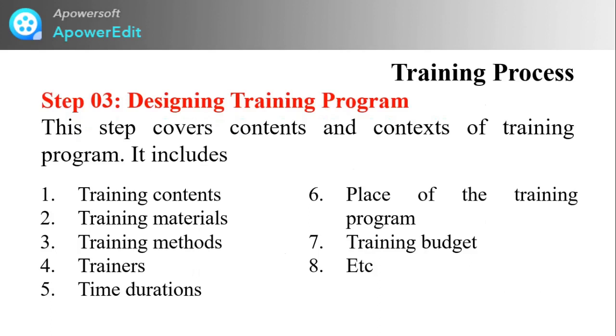Then step 3, design training program. Now we have analyzed the training needs of employees, and considering the training needs, we developed the objectives of the training program. Then the third step, we have to design the training program. This step covers the content and context of the training program.